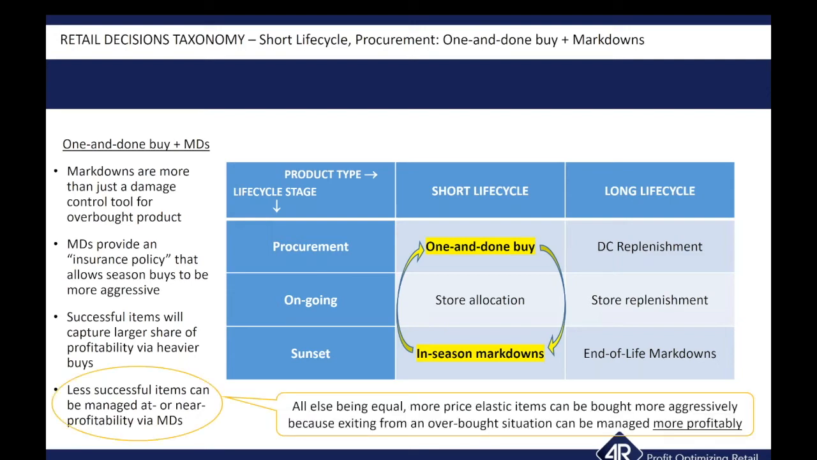In particular, the ability to leverage the markdown lever is not uniform across the board. A common finding is that the more price elastic an item is, the more we can modulate demand through the price lever. And in turn, that means that the product itself can be bought more aggressively, because if we end up overbought, we are going to get out of an overbought situation more profitably, or I should say less unprofitably, if we can modulate demand more using the price lever than if we couldn't.